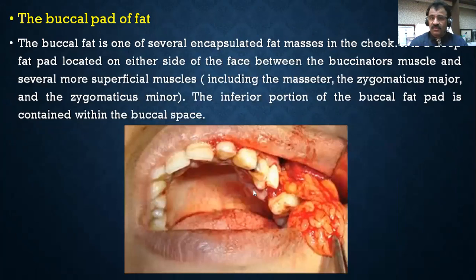And now we have to see the anatomy of the parotid duct or Stensen's duct. Before that, we should know about the buccal fat. Buccal fat means below the cheek. This is all fatty area. So buccal fat is one of the several encapsulated masses in the cheek. It is a deep fat pad located on either side of the face between the buccinators.